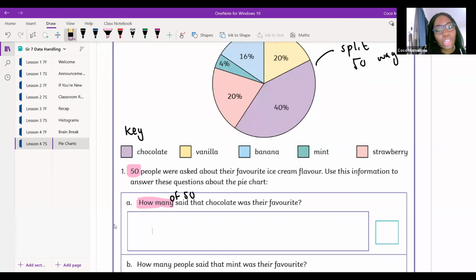What is percentage calculated out of? You can tell us. Tell me in the chat, guys. That's it, Wopilo and Shana and Hermione. It's out of 100.